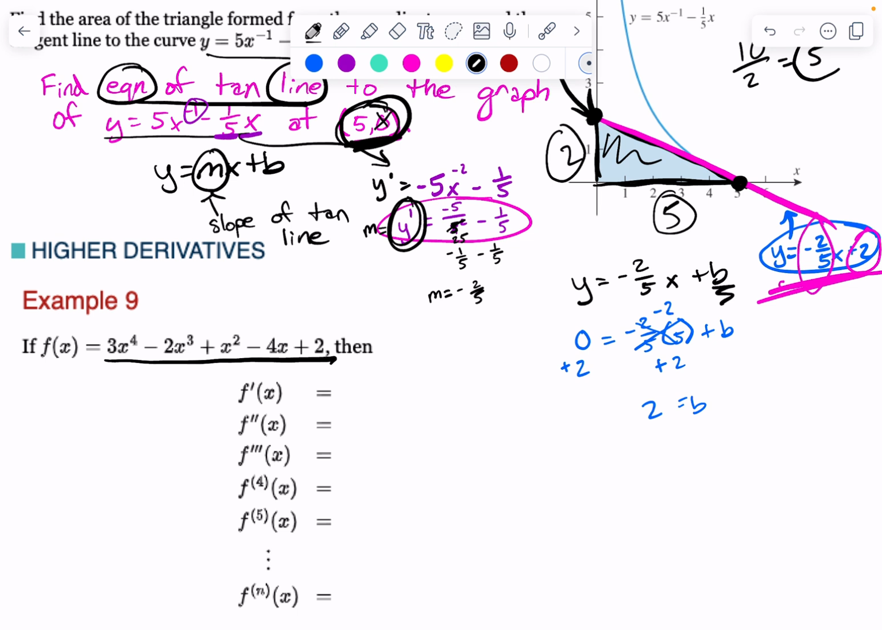It is a quartic function because it has x to the 4th power, but it has 5 terms. And when it says find f prime of x, that means the first derivative. If it says f double prime, that is the second derivative. F triple prime is the third derivative.